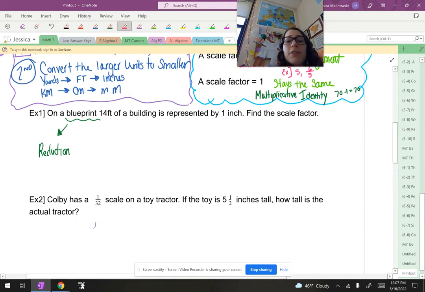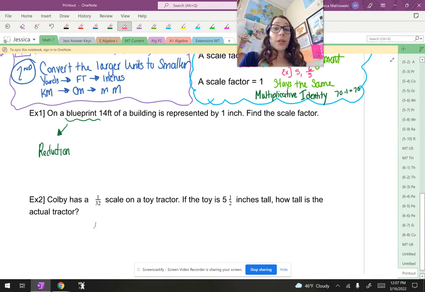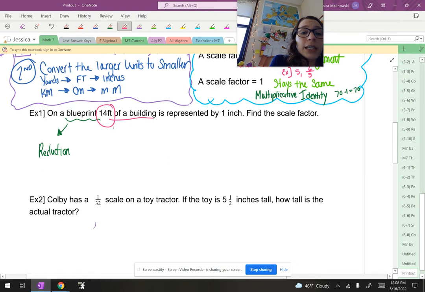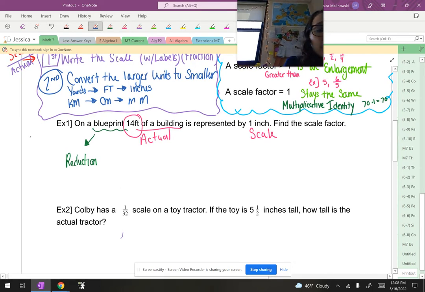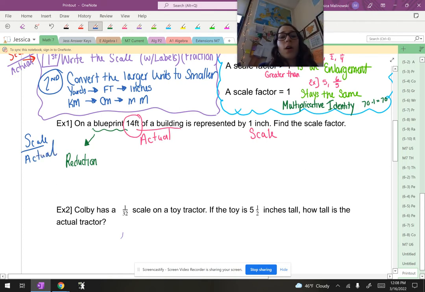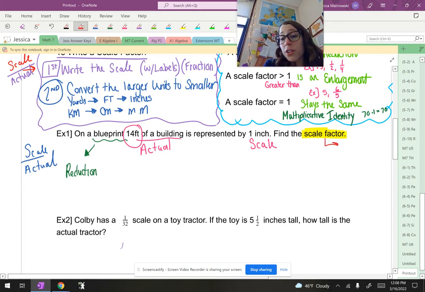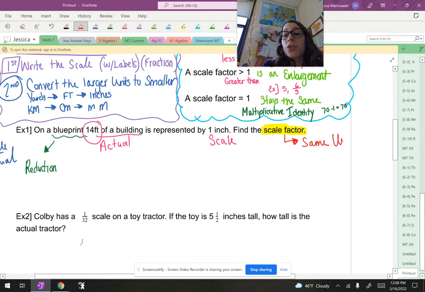So is that 14 feet my scale, do you think, or is that my actual? Well, if I'm talking about a blueprint of a building, is 14 feet what's on the blueprint, or is 14 feet the building? 14 feet of a building is my actual, and then that 1 inch is the scale. So going back to that formula, scale over actual, that we keep using, the question is asking me to find the scale factor. We just learned that a scale factor means that we need to have the same units.